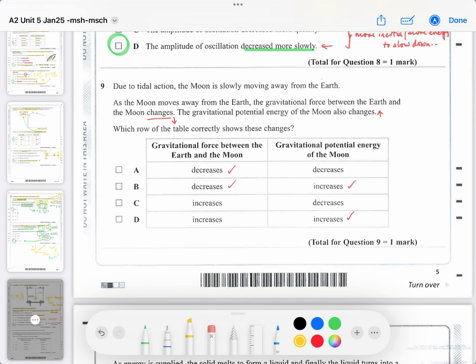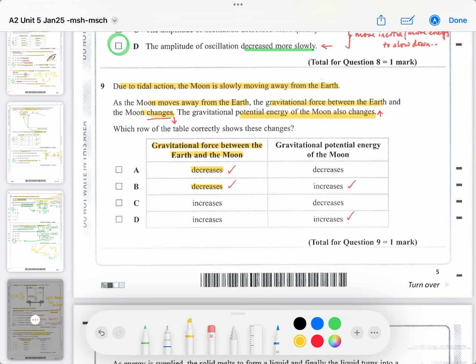Question 9: due to tidal action, the moon is slowly moving away from the Earth. Doesn't matter, you don't need to think about it, they're just giving you a fact. As the moon moves away from the Earth, the gravitational force between the Earth and the moon changes. Obviously it's going to go down, so the gravitational force between the Earth and the moon, we know g equals GM over r squared, and the potential energy of the moon also changes.